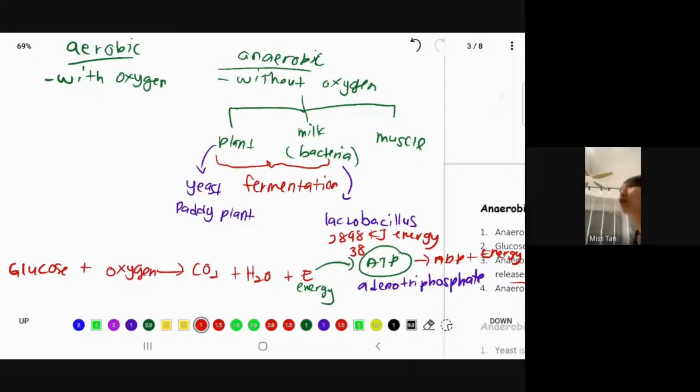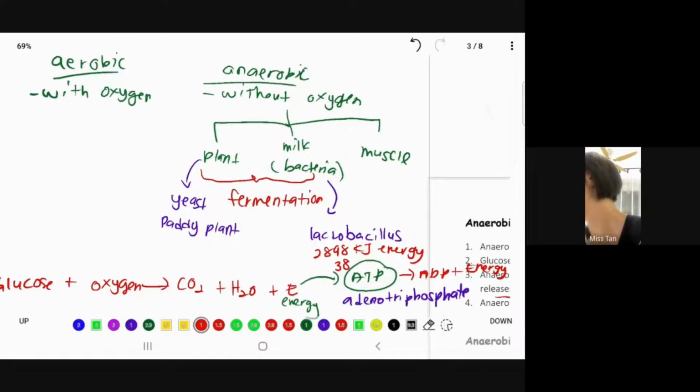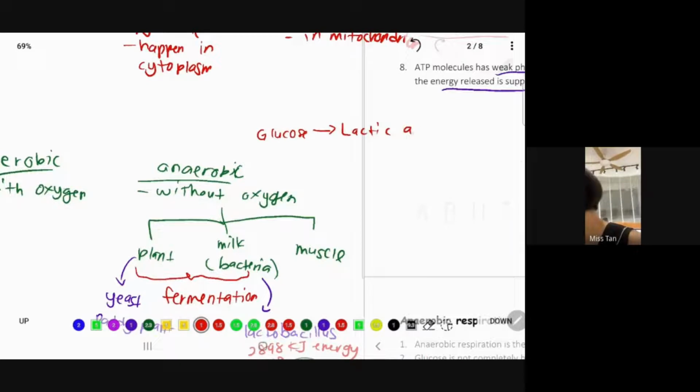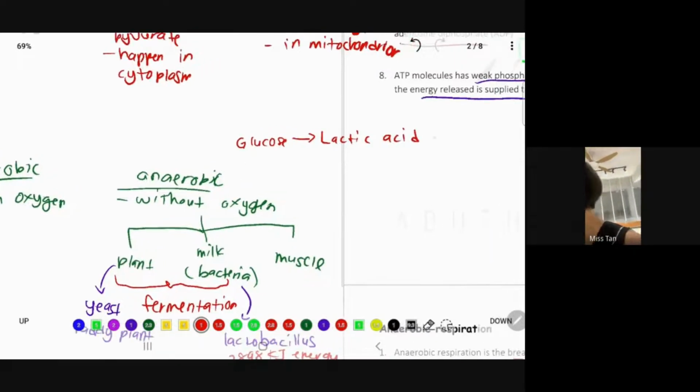So that's anaerobic respiration, the one that happens in muscle, where glucose is converted into lactic acid, without the presence of oxygen. Because at that time we have an oxygen debt. So it turns into lactic acid and energy, no carbon dioxide. How much energy is produced? About 150 kilojoules, about 2 ATP.